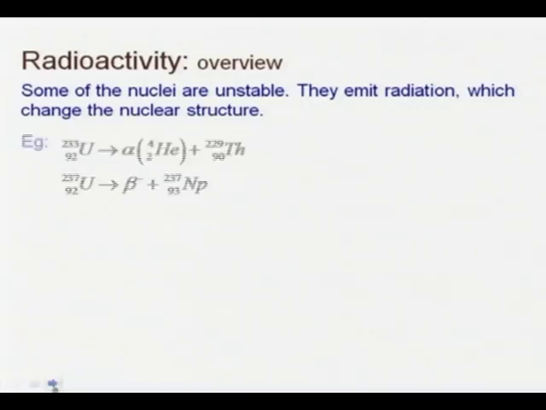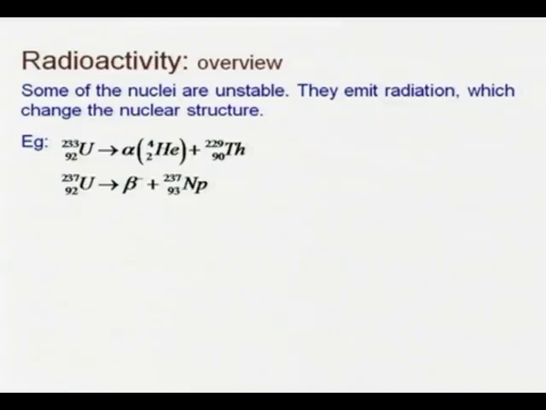So, the examples of radioactive nuclei are uranium, which has 92 protons. It can undergo what is called the alpha decay by emitting a helium nucleus and converting itself into thorium, which has 90 protons in it.